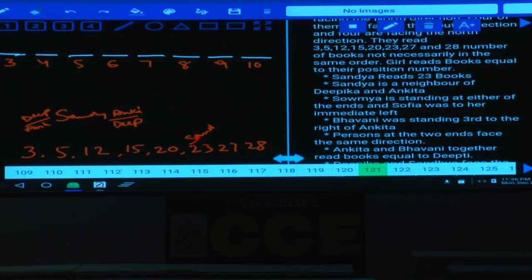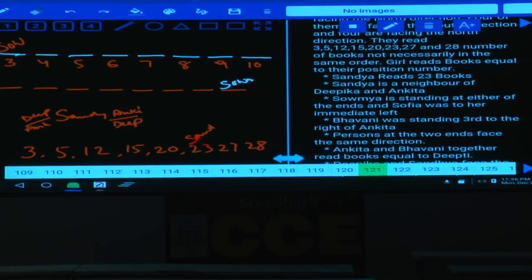Soumya is standing at either end of the row, and Sophia was to her immediate left. Now Soumya was at either end of the row. As Soumya was at either end of the row, how many possibilities do we have? We have 2 possibilities. Either Soumya can be at this place, isn't it? Then what is the other possibility here? The other possibility: 1, 2, 3, 4, 5, 6, 7, 8, and Soumya can be at this place. Now there are 2 possibilities. What are those 2 possibilities?